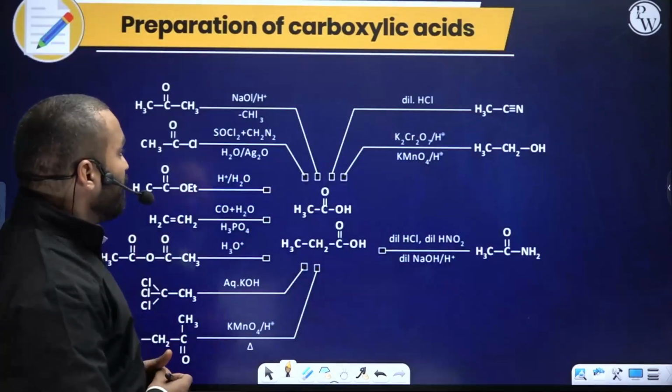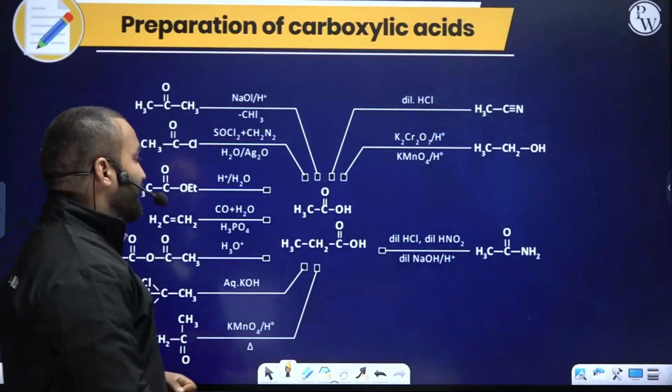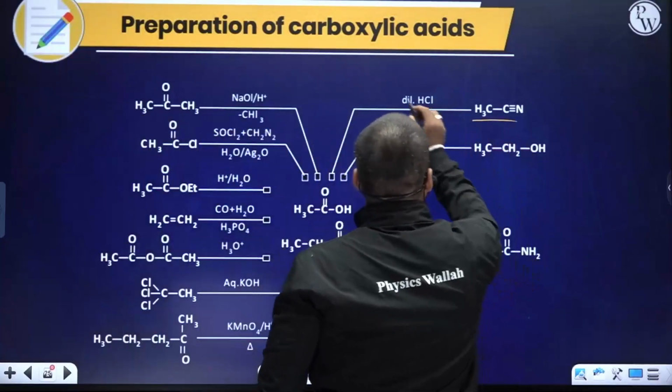Now comes the turn of carboxylic acids. How do we form carboxylic acids? So we can start this. We have discussed already full hydrolysis.